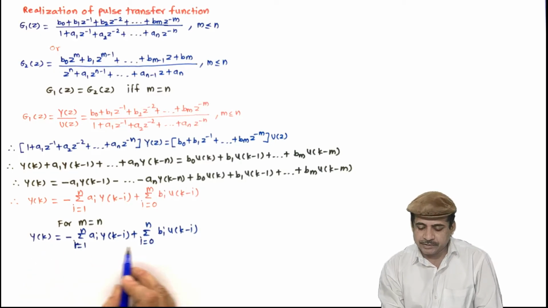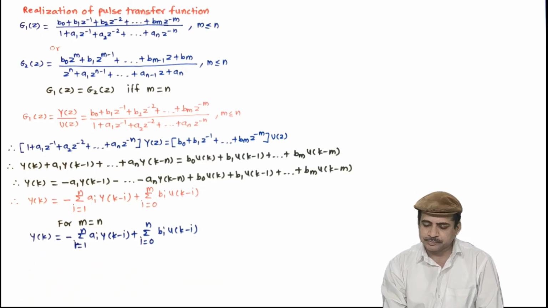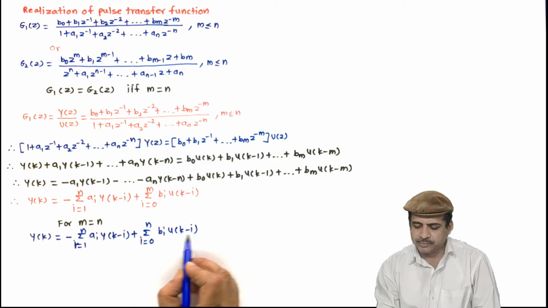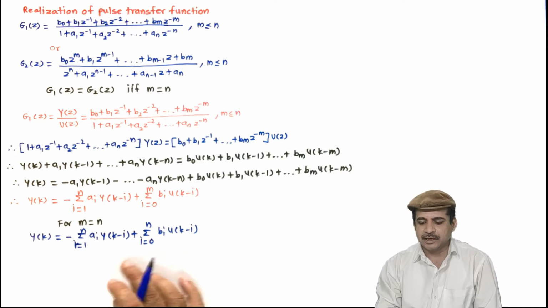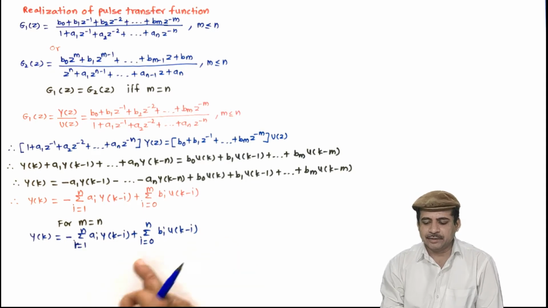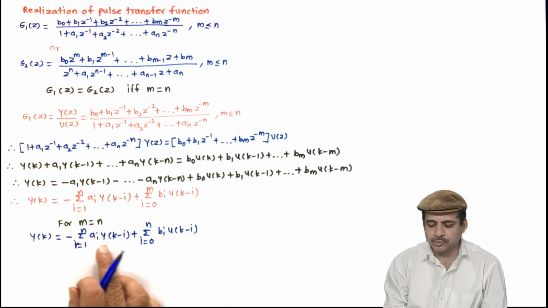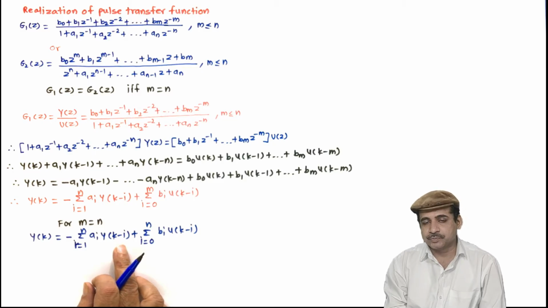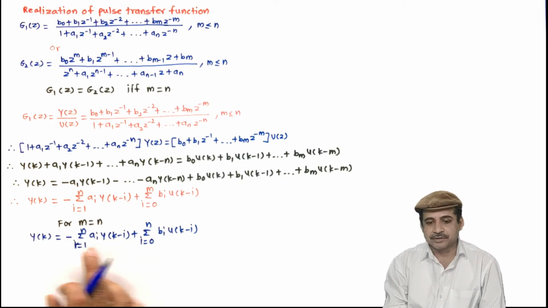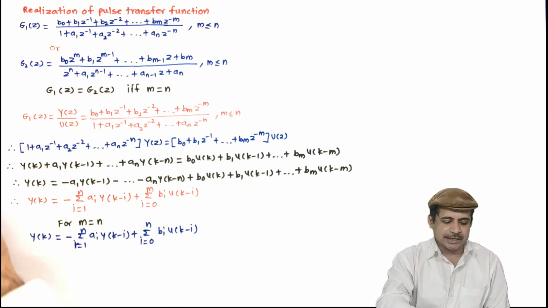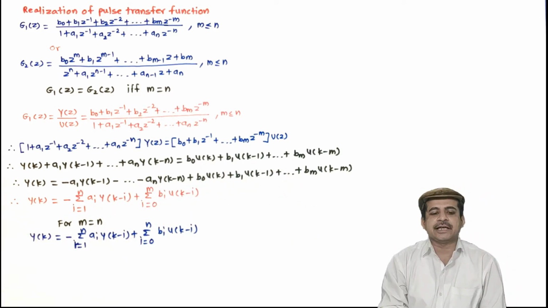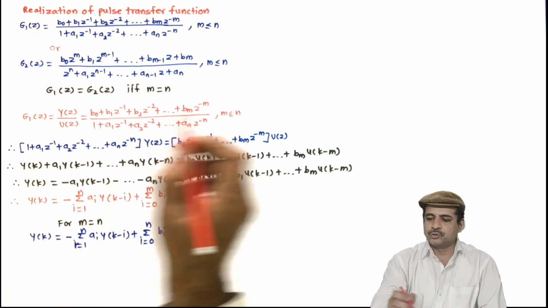So from this what I can see is all these terms, that is delayed terms of present and delayed terms of input with their coefficients, are added together, and from that all the terms of delayed output are subtracted to get the present output. So this can be represented using a diagram, that is nothing but the direct realization. So let us do it.